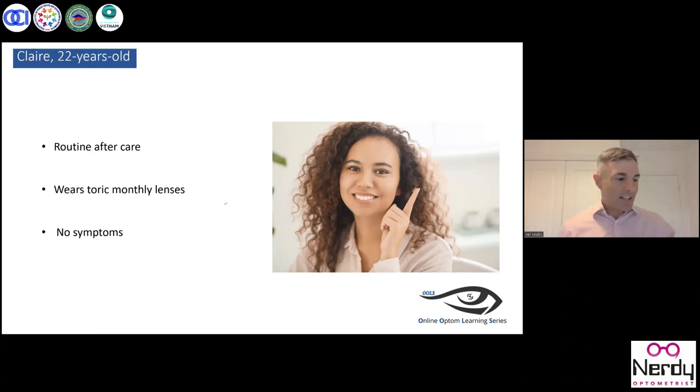So just to change gear a little bit. If we look at Claire, Claire's a 22-year-old. She's coming for a routine aftercare. She's a toric monthly wearer and she has no symptoms.